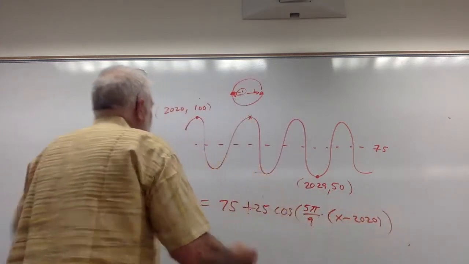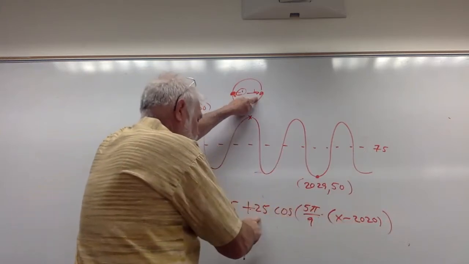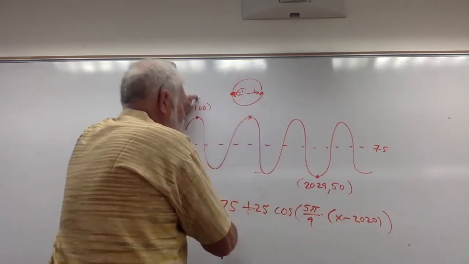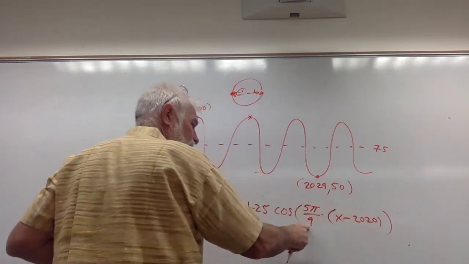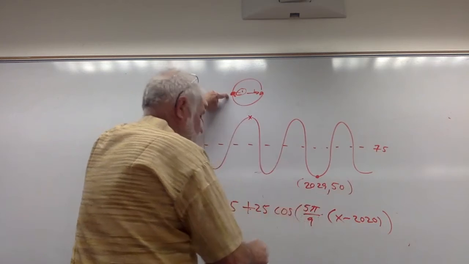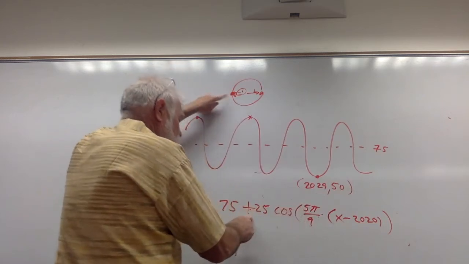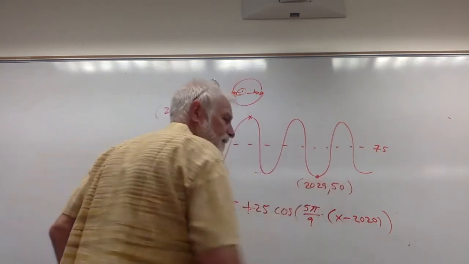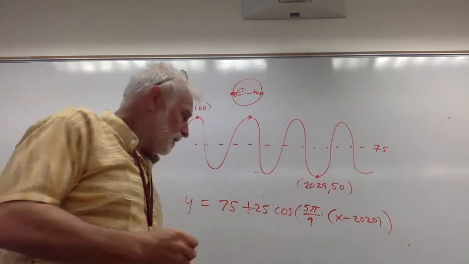Okay, so we'll just put 2020 in. 2020, cosine of 0 is 1, 1 times 25 is 25, plus 75, 100. 2029 minus 2020 is 9, divided by 9. Years cancel. 5 pi is a place on the unit circle, which is here. Cosine is -1, -1 times 25 is minus 25, plus 75, 50. We'll practice that at the end of this video a little bit, okay?